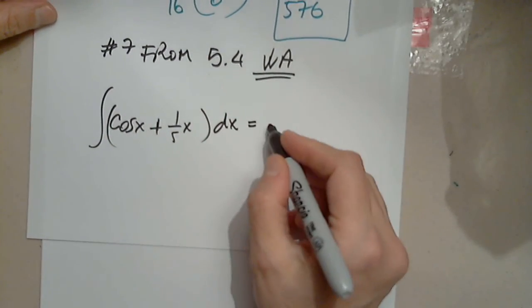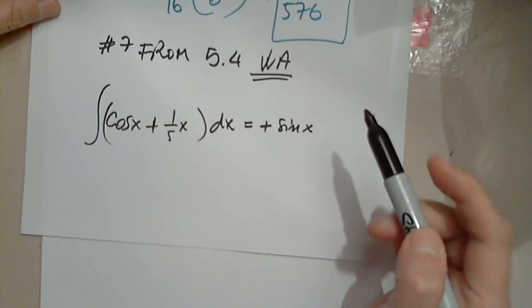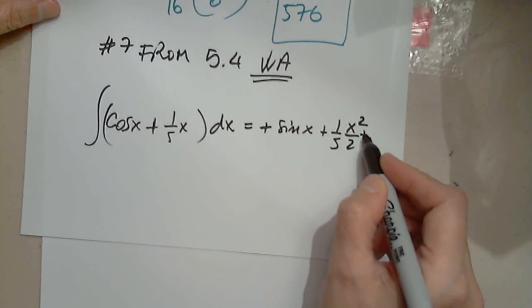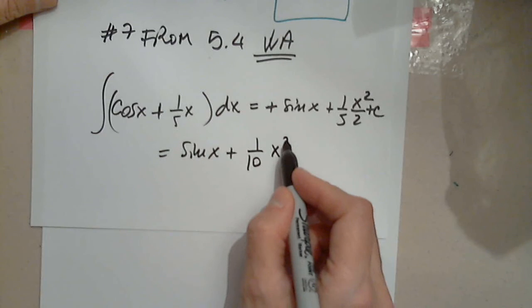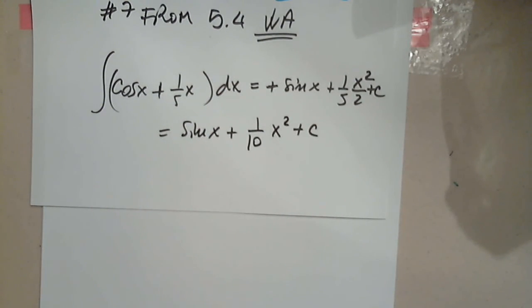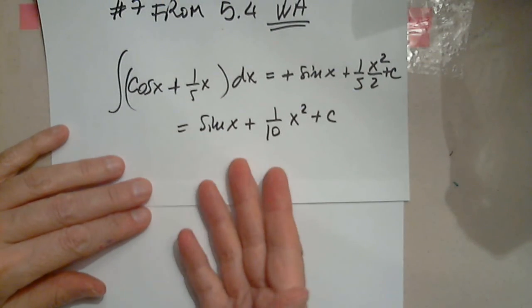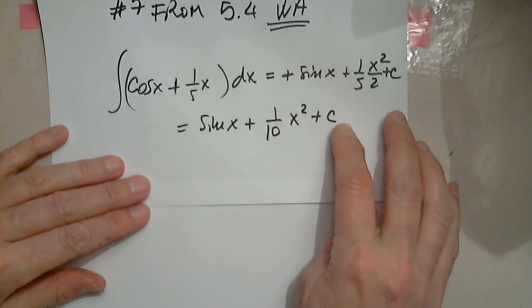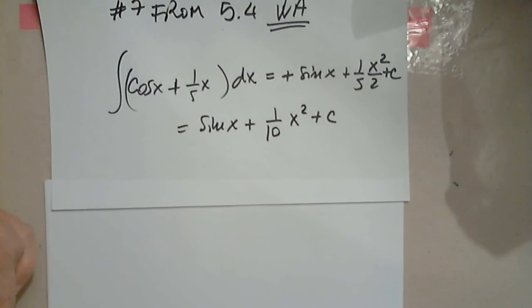Which function prime is cosine? No problem. Negative sine x. Oh, I'm sorry, positive sine x. Thinking backwards. So sine prime is cosine. And then plus 1/5 x squared over 2 plus a constant c. Or sine x plus 1/10 x squared plus a constant c. What they want us to do now is to choose a graph. They are giving us 4 options for this. Well, what we can do is create several functions in the graphing calculator with c equals 0, c equals -1, c equals 10, c equals 5, whatever, and see the pattern, and then choose.